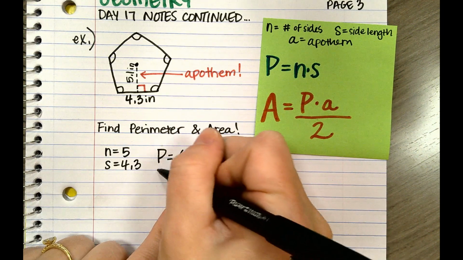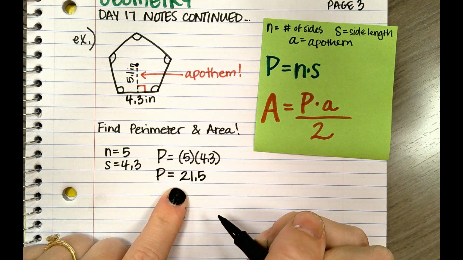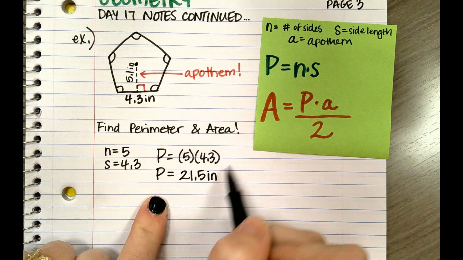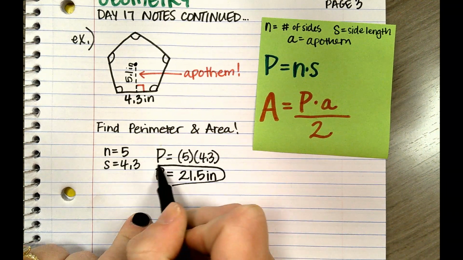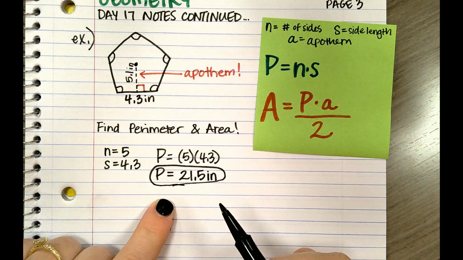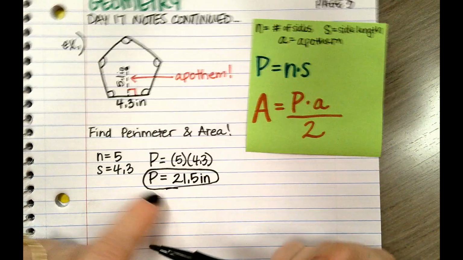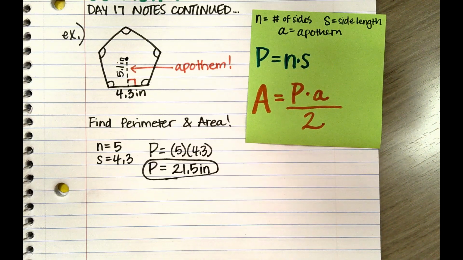What would our units be? Inches. Good. 21.5 inches. Okay, so we just found perimeter. I know that there's 5 sides. Side length is given, so we did all that. So we just did the perimeter.